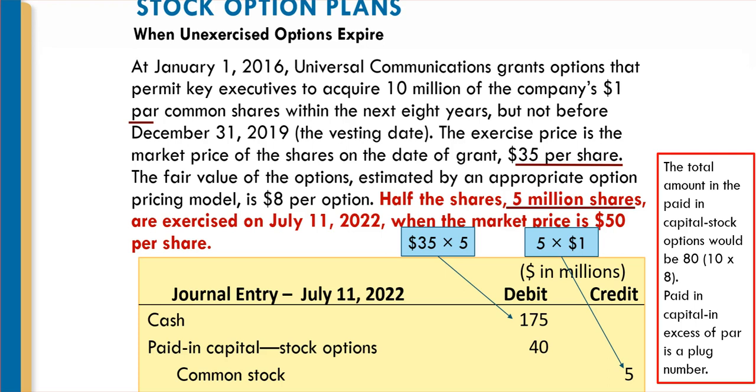I'm going to go back to what I said earlier. I said earlier that in this paid-in capital in excess of par, usually it's market price minus par. What about this one? Is it market price minus par? No, it is not market price minus par. It is only the difference between the cash and the value of the stock options, which were valued way back when they were issued and granted in 2016, and the par value of the stock.